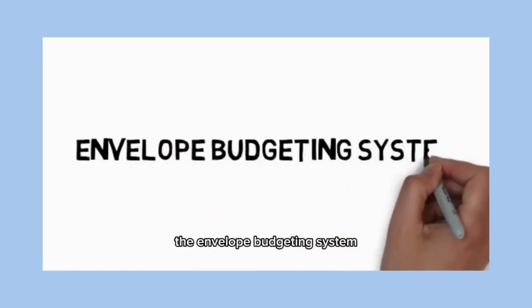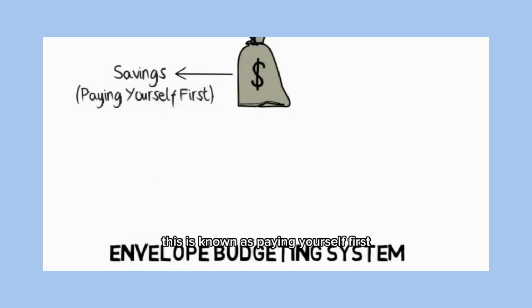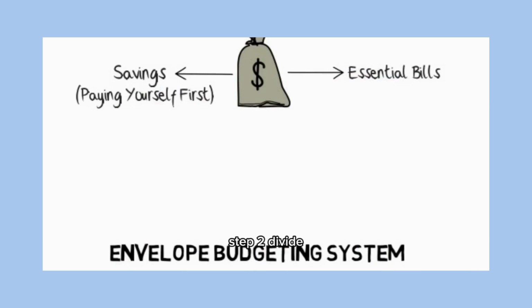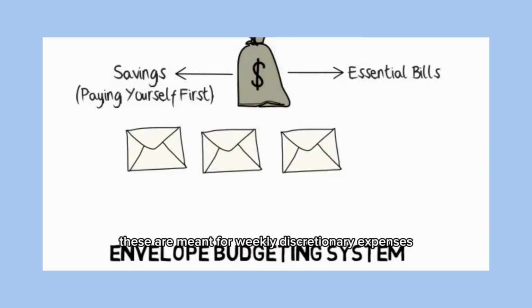The envelope budgeting system. Step 1. When you receive your monthly pay, first set aside money for savings. This is known as paying yourself first. Next, pay all your essential bills. Step 2. Divide the remaining amount of money into 4 different envelopes. These are meant for weekly discretionary expenses.